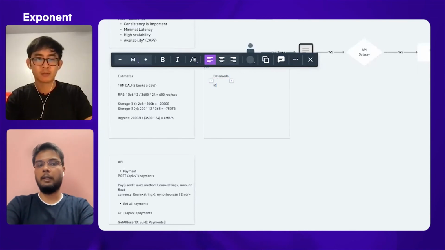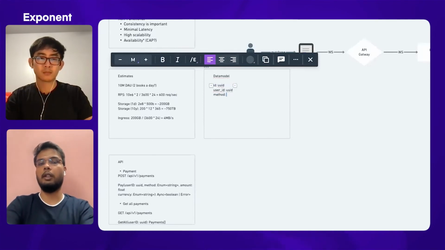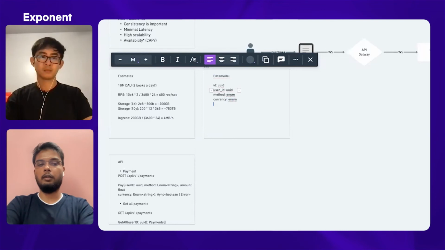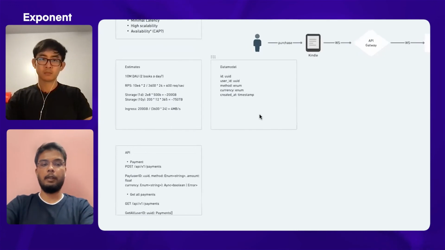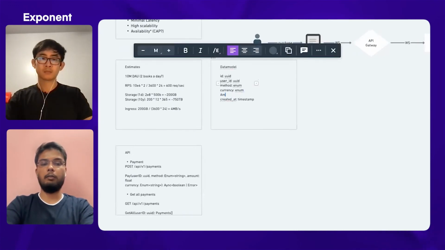Okay, so first would be ID and user ID, method. So this is the transaction record that I am envisioning on storing. So this is, again, enum, currency, created at. Okay, so I guess I'll forward the amount.